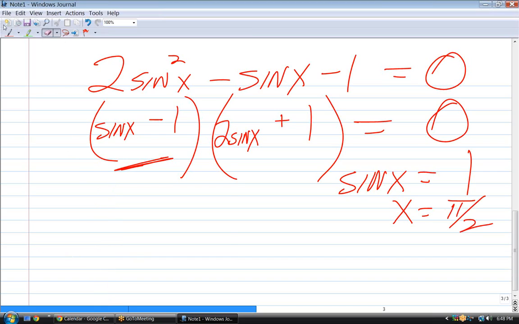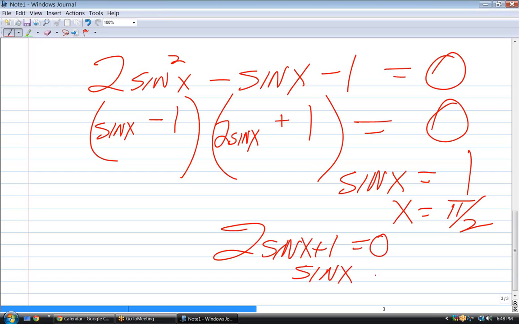That's the only place. In other words, if I draw one period of my sine, there's only one spot where it's equal to 1, at pi over 2. Typically there are 2 quadrants that answer these, but sometimes there's only one. And then the other part of the equation is 2 sine x plus 1 equals 0. So what's sine x equal to here? Negative 1/2. And in which 2 quadrants does that happen? That happens in the 3rd and 4th quadrant.